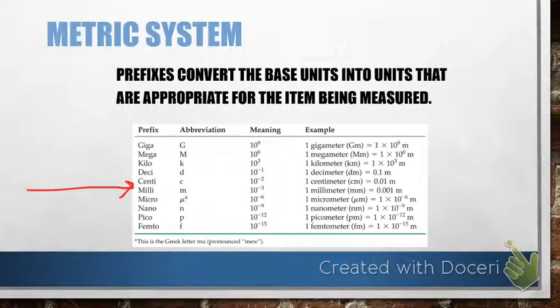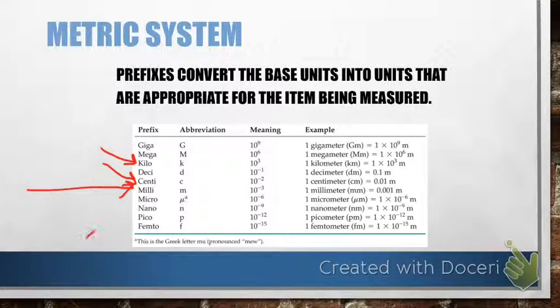Milli is 1 times 10 to the minus 3. That means it takes 1,000 millimeters to make 1 meter. Or 1,000 milliliters to make 1 liter. Okay? Centi is 1 times 10 to the minus 2, so it's 100 centimeters for 1 meter. However, kilo is 1 times 10 to the power 3. So 1 kilometer is equal to 1,000 meters.